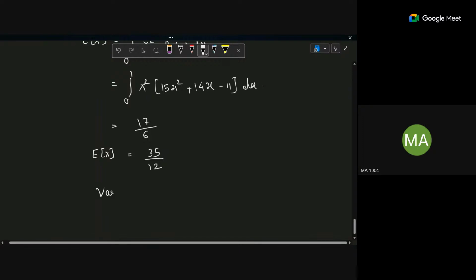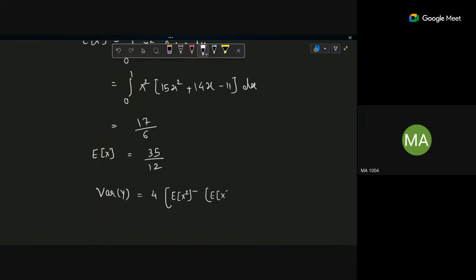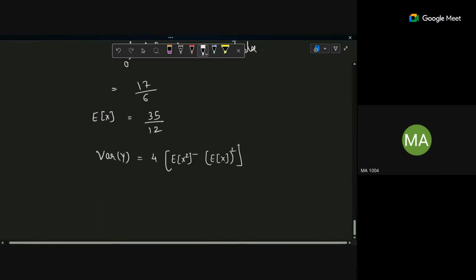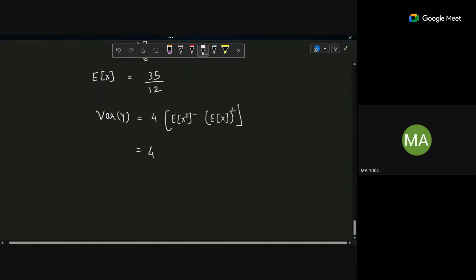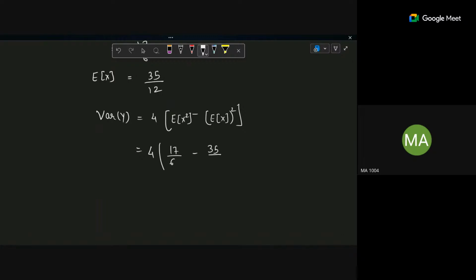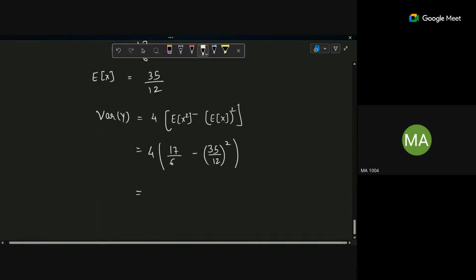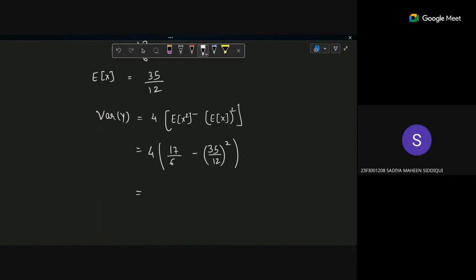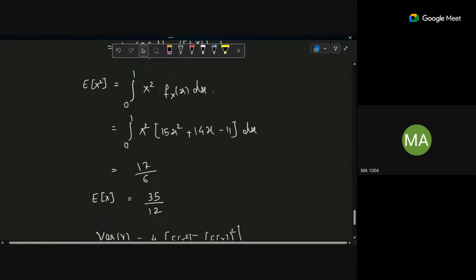So variance of y will be 4 times expectation of x square minus expectation of x the whole square, right? So it's 4 into 17 by 6 minus 35 by 12 the whole square. Okay. Then what was your final one? Ma'am, we are getting a negative value, negative 22.6. Is this integration correct, or should I recheck? It is correct.